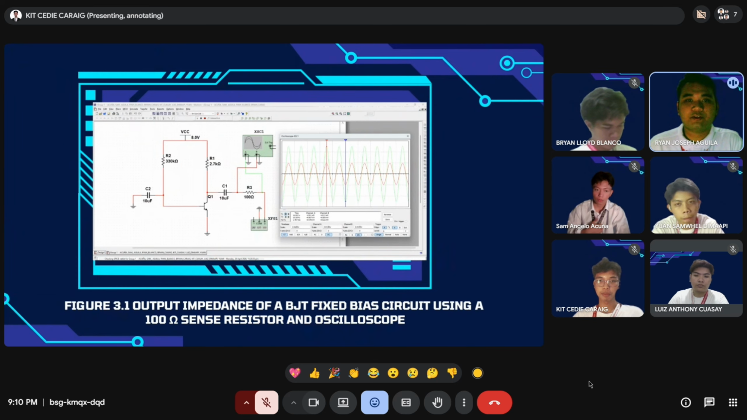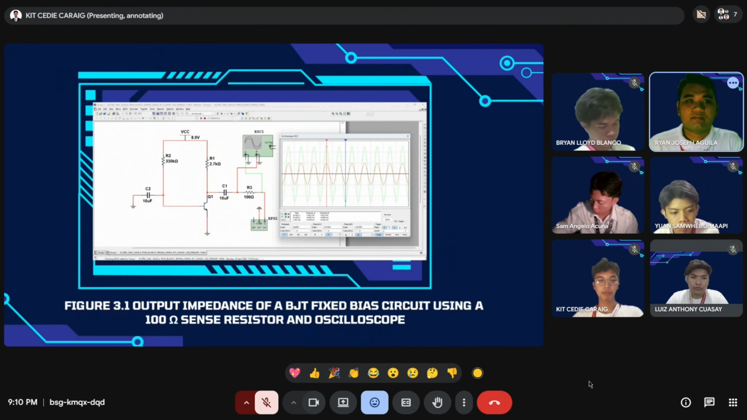Let's begin with figure 3.1. This shows the output impedance of a BJT fixed bias circuit. A small AC signal is applied to the base and travels through the collector and the 100 ohm sense resistor. Now if we look at the oscilloscope, we can see that the output signal is slightly lower than the source signal. This small difference indicates a minimal voltage drop across the resistor, and as a result, we can conclude that the circuit produces a relatively low output current.